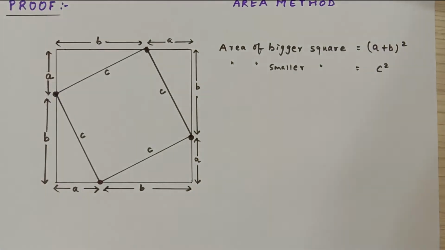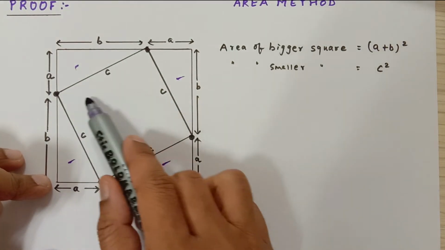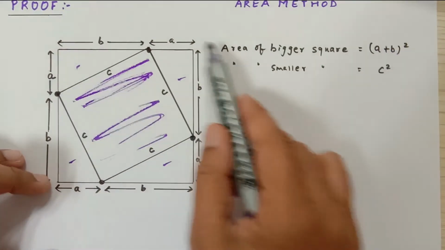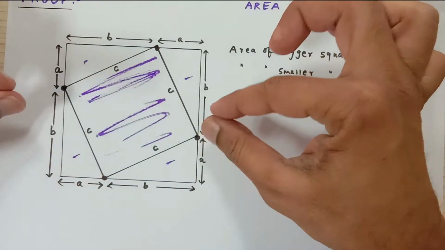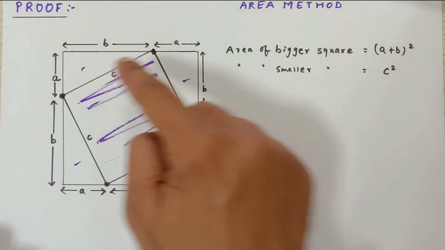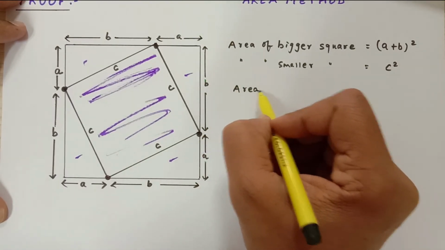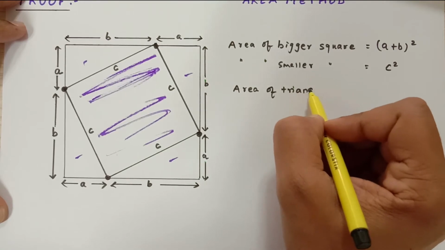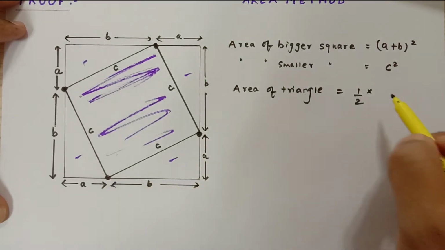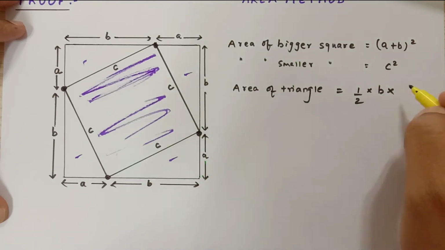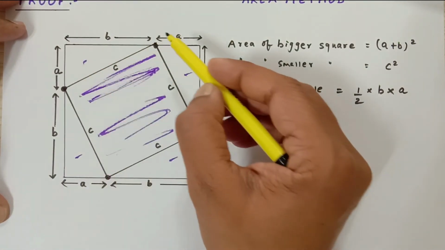But guys, just imagine that if I add these four areas to this area, then I'll get the entire area, or not? Because these four smaller areas plus this area would be the entire area of the bigger square. Now this shape is a triangle and all four triangles are identical, and I know that the area of a triangle is equal to half into base, which is B, into perpendicular, which is A. Same goes over here, all four triangles have the same area, half into B into A, half into B into A, half into B into A.